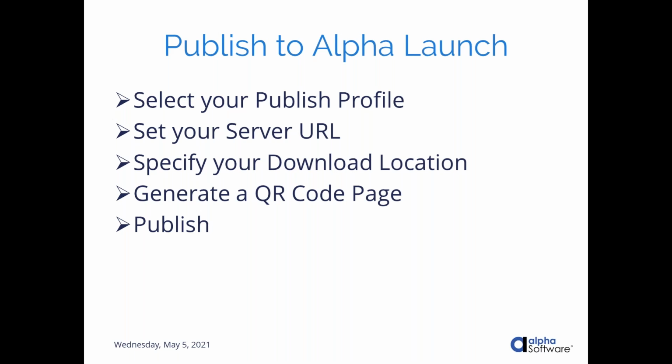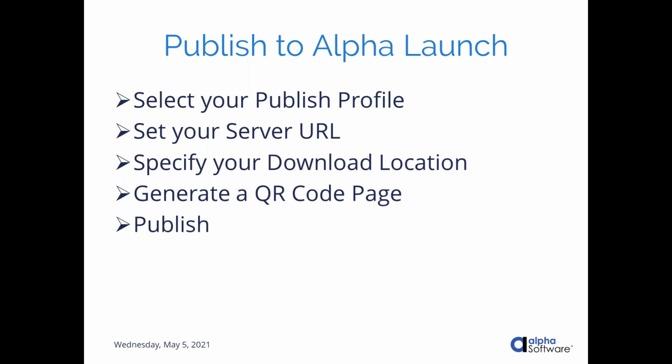So once you've got that configured, your next step is going to be publishing to Alpha Launch. And what we mean when we say publishing to Alpha Launch is creating the files to download and uploading them to a server. The download location doesn't have to be your application server. It can be an Amazon S3 server. It can be a different application server, though I don't know if that would actually work.